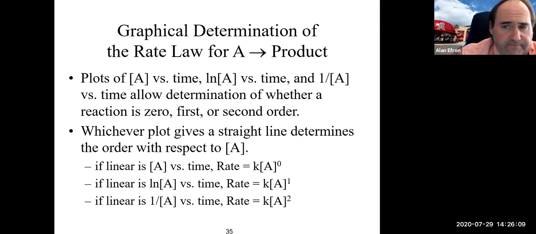You can make the first order graph, the second order graph, or the zero order graph. And again, if you graph concentration versus time, and it's the most linear, when you do a trend line, the R squared value is closest to 1, then it would tell you that it is a zero order reaction. If you did the natural log of A versus time, and you did your trend line and you got your R squared value and it was the one that was closest to 1, it would tell you that it was first order. And if you did your 1 over A graph versus time, and it was the most linear, it would tell you a second order.